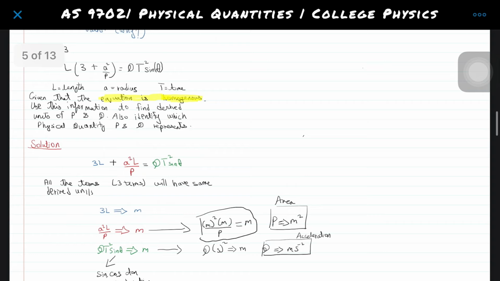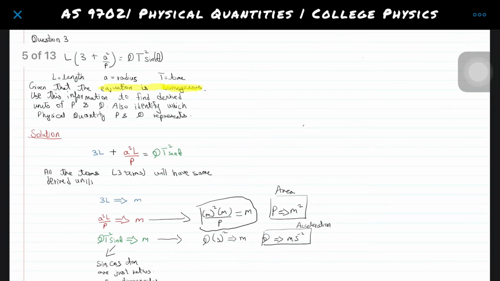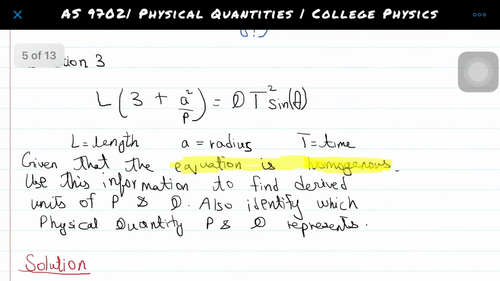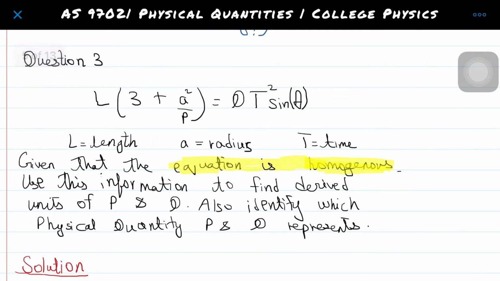So we've been given L bracket 3 plus a square upon p bracket close is equal to qt square sine theta. L represents length, a represents radius, and t represents time. The question says, given that the equation is homogeneous, use this information to find the derived units of p and q and also identify which physical quantity p and q represent.